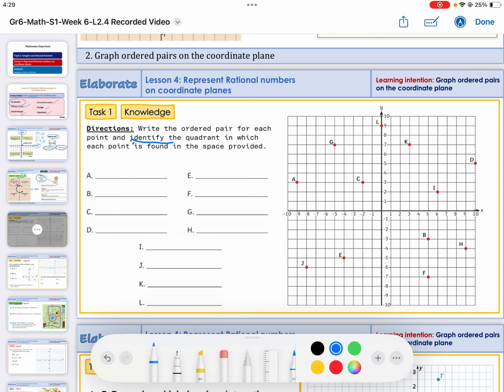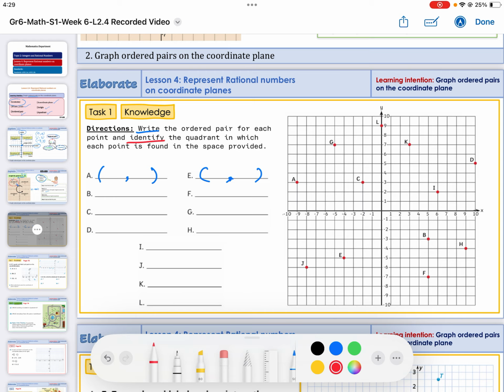You're given various different types of numbers. Your job is to write the ordered pair for each point. Please, guys, when you write the ordered pair, make sure you put parentheses, and you put a comma to separate the x and the y. In each one, you're supposed to put parentheses and a comma. Okay, so we have two parts of the question. You're going to write the ordered pair and then you will identify the quadrant.